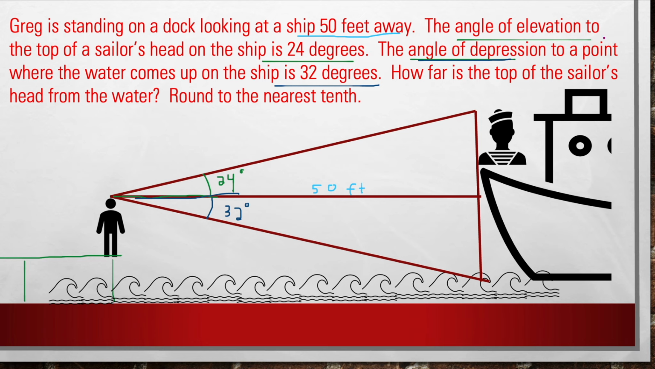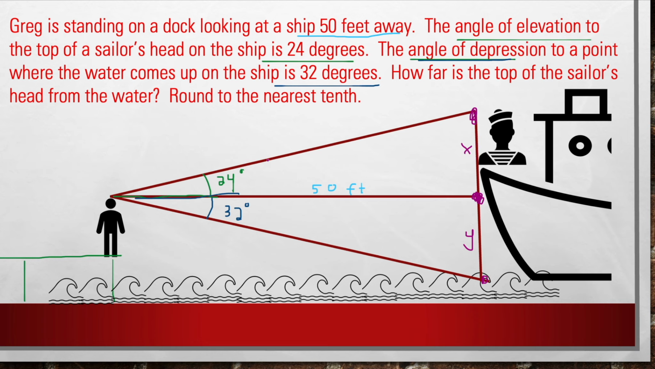Now all we have to do is solve two different triangles. This top triangle here, using the 24 and the 50, is going to give us this top height here. And this bottom triangle here, using the 32 and also the 50, is going to give us this bottom height here. So one gives us the distance from the water to where Greg is on the dock, and one gives us the distance from where Greg is on the dock up to the sailor's head. So we could find these two heights, add them together, and that will give us the total height.